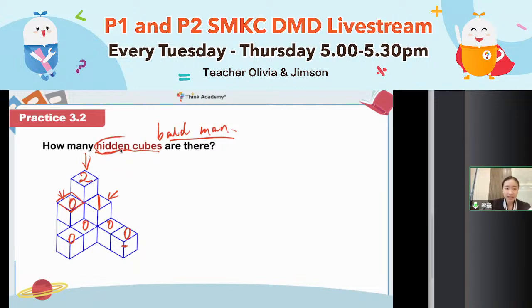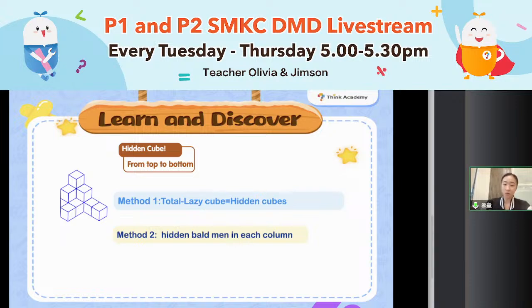So if the question asks you to look for the hidden cubes number, I just need to add them up: 2 plus 1, and all the others are 0. So you can get the answer easily this way. To find the hidden cube number, you can use total minus the ones that can be seen, but it's easy to make mistakes. So we still can use the building method to help us find the hidden cubes one by one.